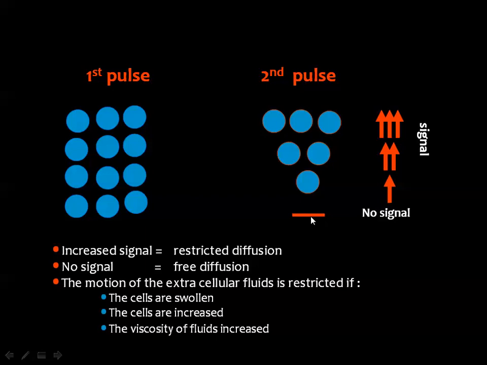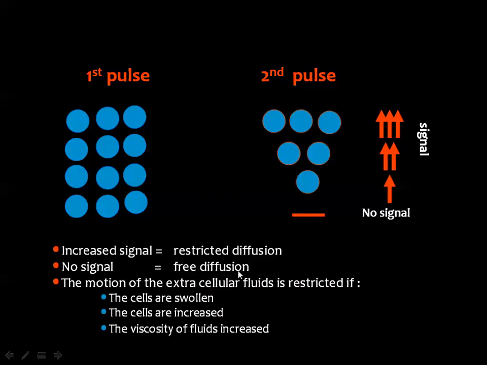That is to say, in the diffusion weighted image, whenever the diffusion is restricted, then you get high signal. If the diffusion is free, you get no signal, or let us say an iso-intense or slightly hypo-intense signal. So increased signal means restricted diffusion. No signal in the diffusion weighted image means there is free diffusion.